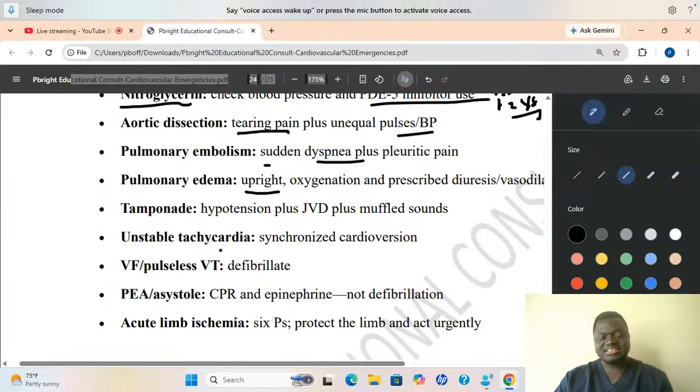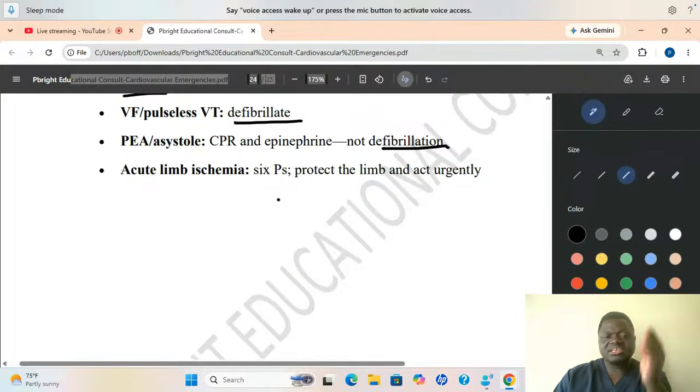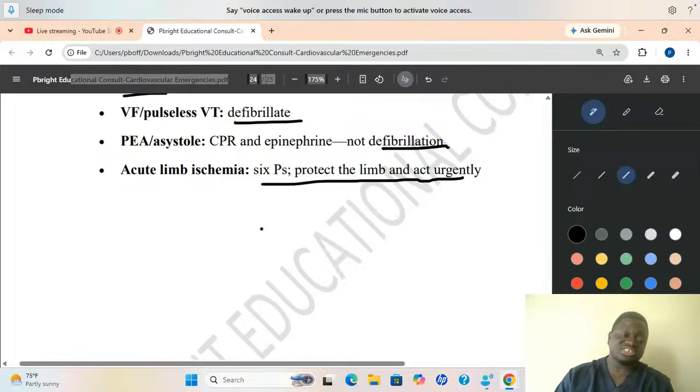Unstable tachycardia, or ventricular tachycardia: if the patient is unstable, synchronized cardioversion. Pulseless VTach, defibrillate. PEA, start CPR and epinephrine, unshockable. Acute limb ischemia: the neurovascular assessment, and act urgently.